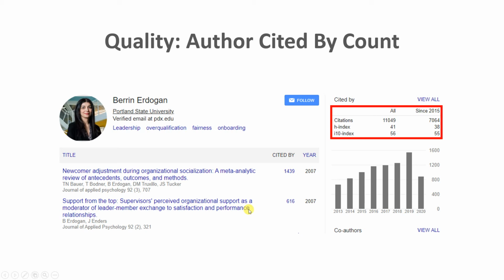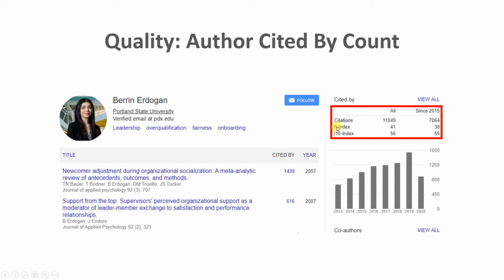And then you can also see here, this is a screenshot, her top paper had, at that point in time, 1,439 citations. You can also see over time how their citation count has grown or stayed stable or whatever the case might be. We also have some other indices here, the H index and the I-10 index. These are also indicators of the author's productivity. The I-10 index, for example, is how many articles they have published that have at least 10 citations, or at least 10 other sources have cited them. In this case, Baron has 56.